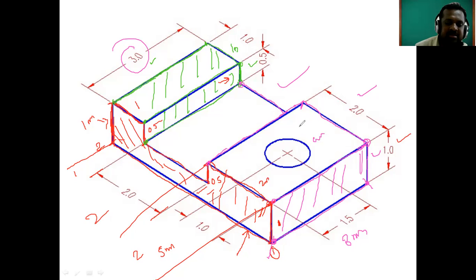Okay, then how to draw the circle? Simple. First of all we have to find out the center point of this circle. Okay, how to find out the center point of that circle?